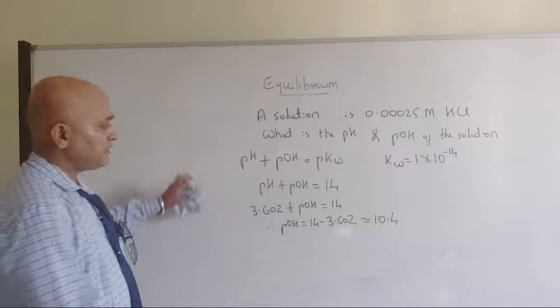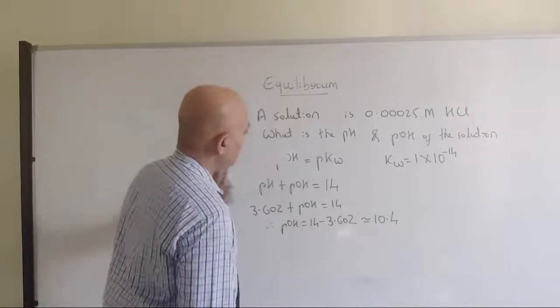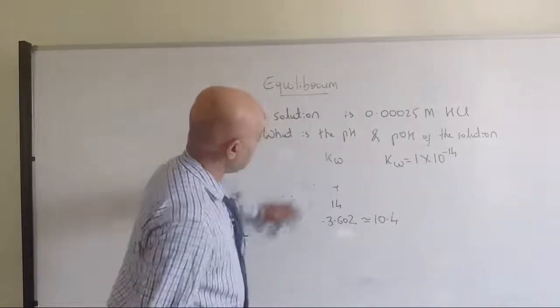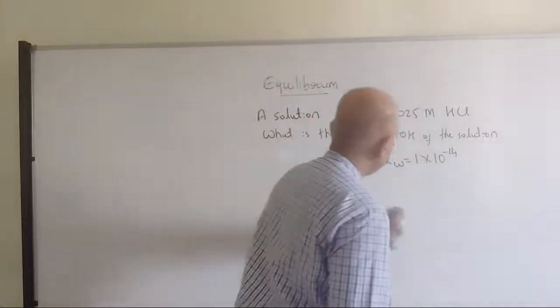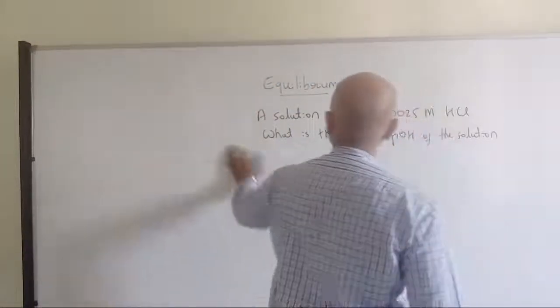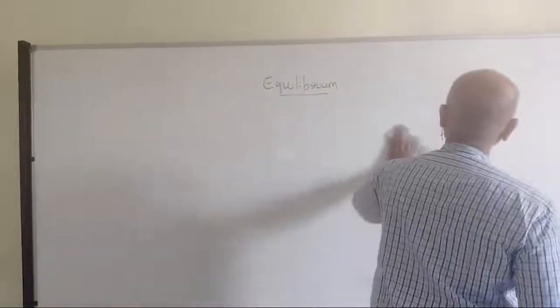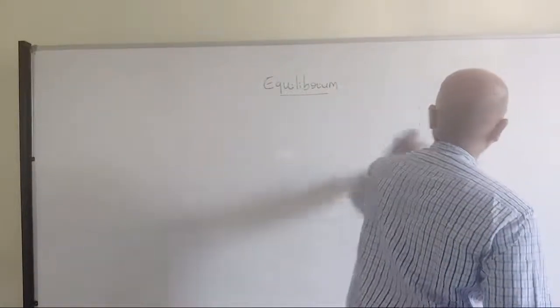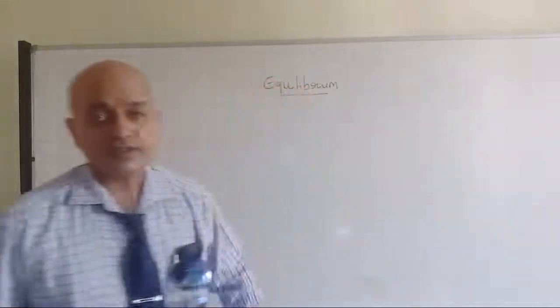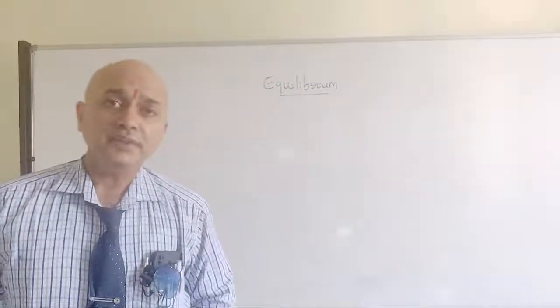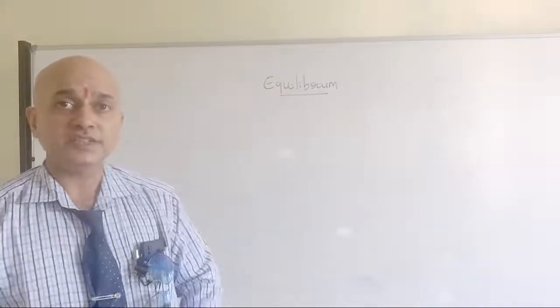Okay. So therefore pOH will be 10 to 10.4, or we can go with exact values, no doubt. Okay? So this is with respect to finding the pH of a given solution. Fine. So shall we move to the next?